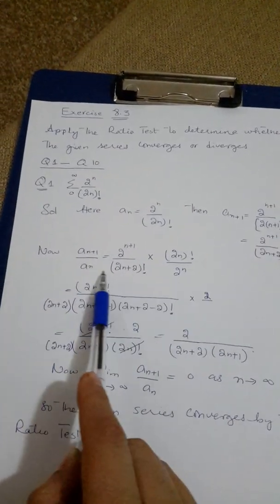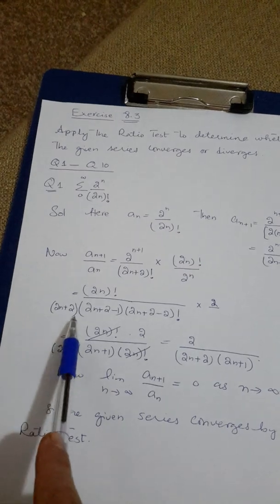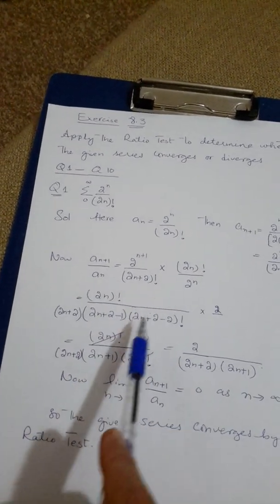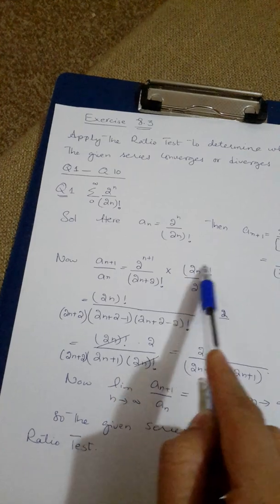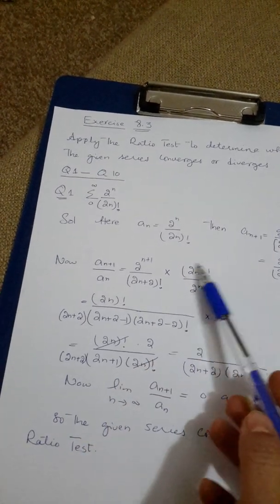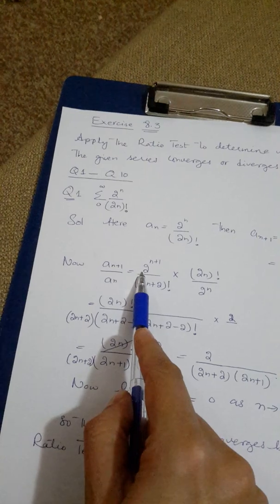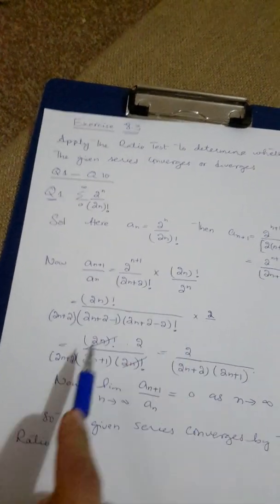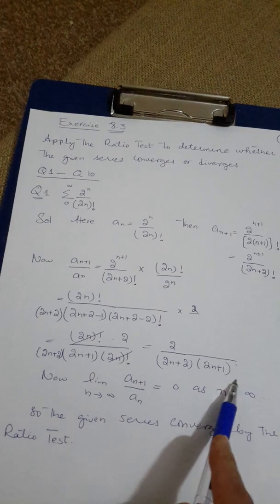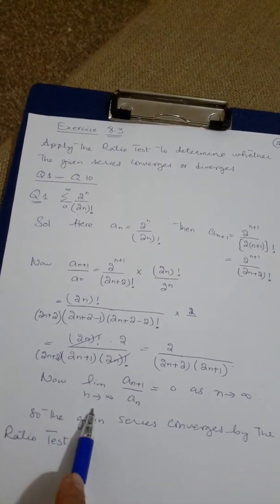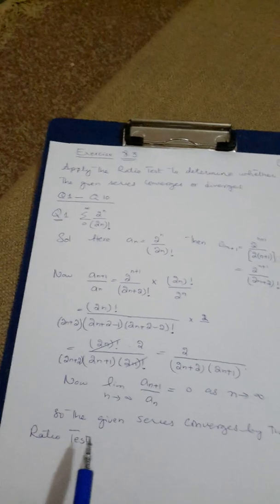Now simply taking their ratio, after opening the factorial term, (2n+2), (2n+2-1), (2n+2-2) factorial. Here it will be cancelled out with this term, and this 2^n is cancelled with this 2^(n+1), so we will have simply 2. Then we will have 2 over (2n+2)(2n+1). Now as we apply the limit as n approaches infinity, this ratio will become 0. So the given series converges by the ratio test.